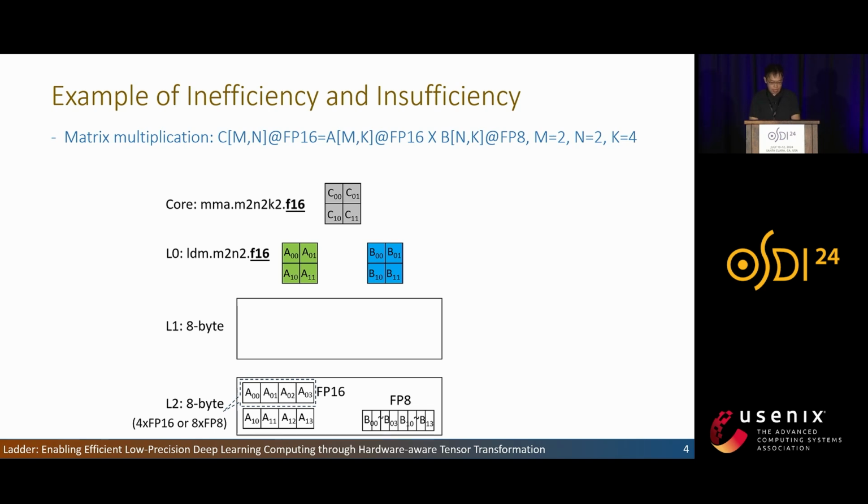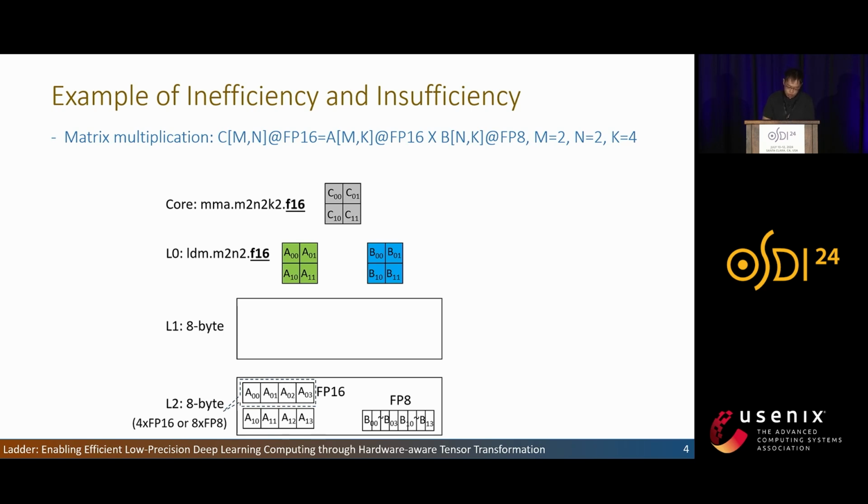Here is an example to describe the inefficient and insufficient support for low-precision computing: a matrix multiplication of an FP16 matrix and an FP8 matrix. Assume the hardware has 4 hierarchical layers of L2, L1, L0 memory and the core, which is similar to the global memory, shared memory, register, and the tensor core in NVIDIA GPU.